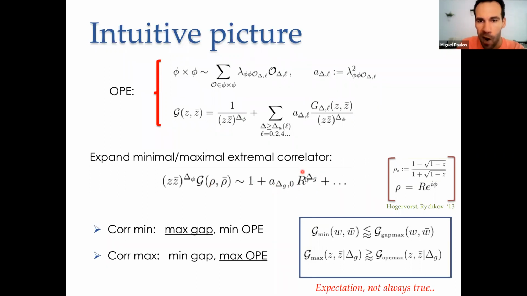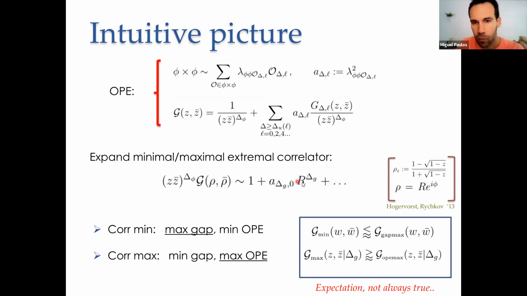Okay, so R here is what I call the radius. I'm using the radial coordinates of Matthijs and Slava, and R is just the norm of rho. For small r, this expansion holds.